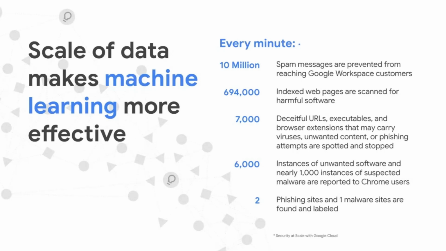So just to give you an idea, the scale that we're operating, right? Every minute, 10 million spams are prevented from reaching Google Workspace. So as we speak, our machine learning technology in our data centers is blocking 10 million spams within just a span of 1 minute. So that's many spams that we're able to block, 10 million.